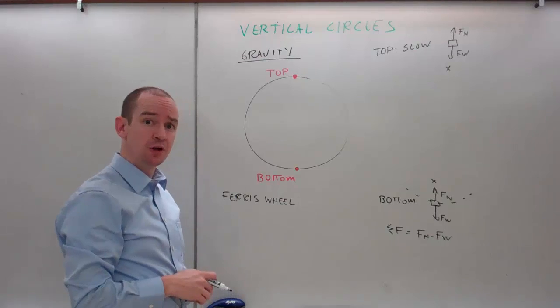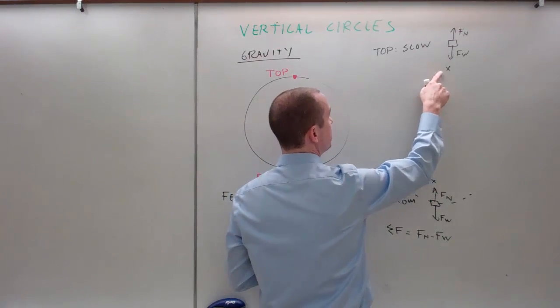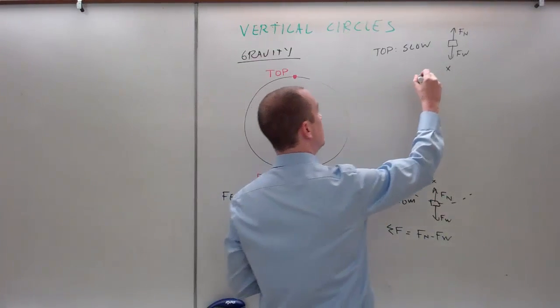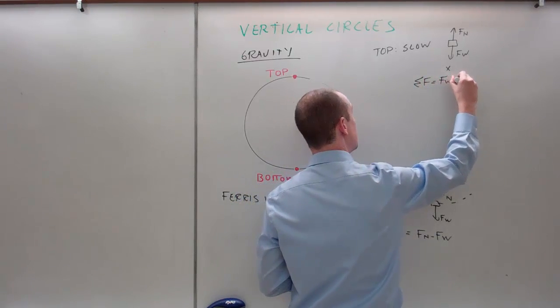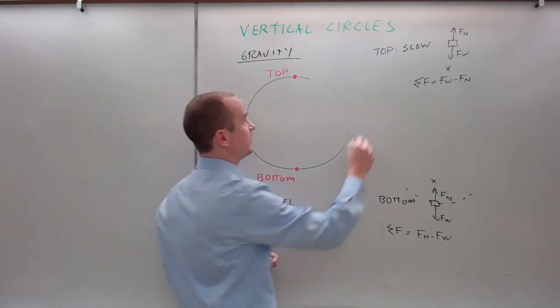The center of the circle is below us. Looking at this, it should make sense that the force of weight has to be greater than Fn to keep us in our circle. Writing a sum of the forces equation, alright, that kind of makes sense.